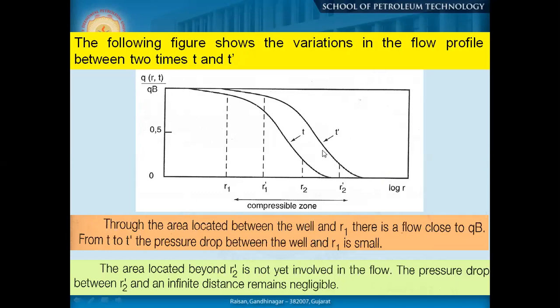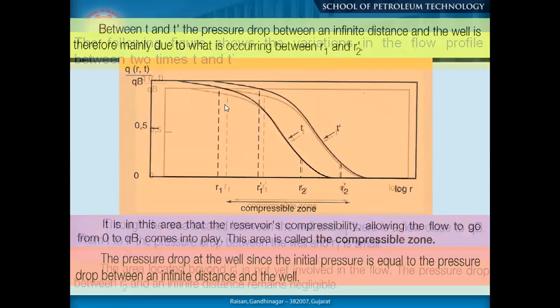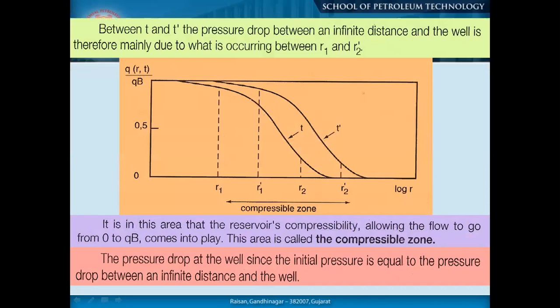So whatever Q we are getting, the pressure drop between R2 and the infinite distance remains negligible. So the pressure drop for this part is negligible, and this part has already contributed, so it is also not contributing to this flow. So if I just sum it up, between T and T dot, the pressure drop between an infinite distance and the wellbore is therefore mainly due to what is occurring between R1 and R2 dot. Okay, so this is a very clear indication or understanding.